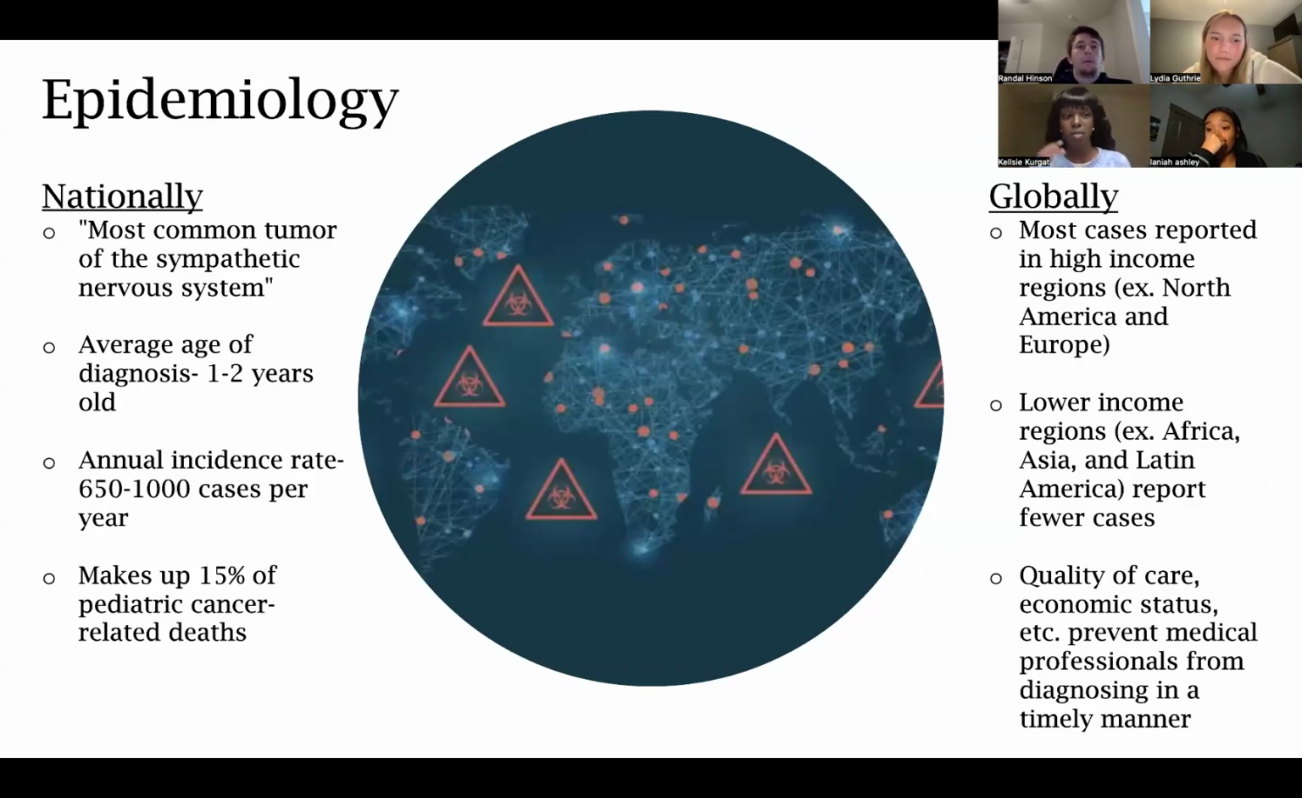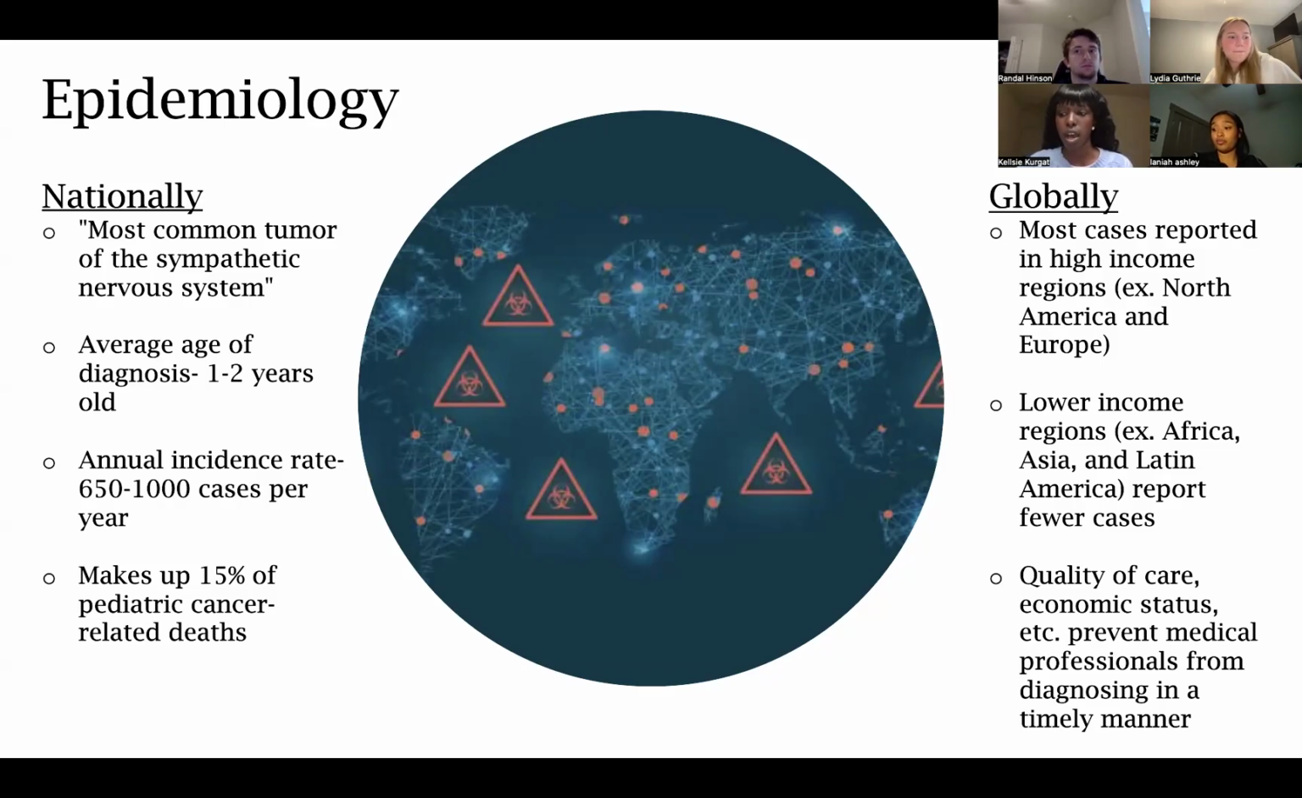Okay, so I talked about the epidemiology of neuroblastoma. It's described as the most common tumor of the sympathetic nervous system, with the average age of diagnosis being 1 to 2 years old. The annual incidence rate is about 650 to 1,000 cases per year, and it makes up about 15% of pediatric cancer-related deaths. But the mortality rates have improved.